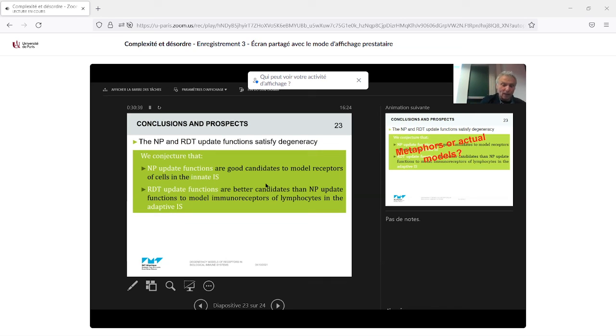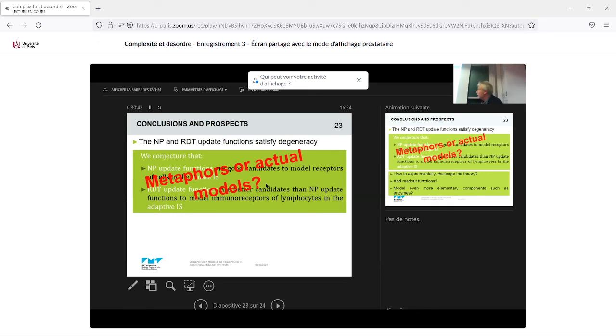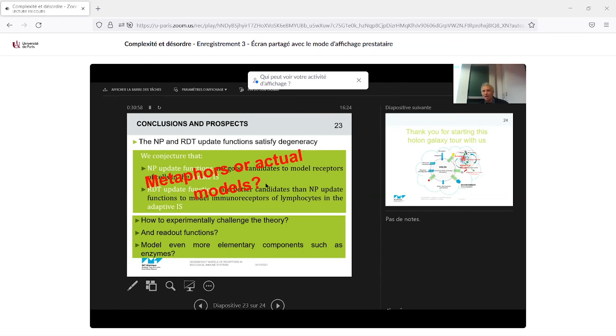But the question is, all this theory, does it provide us with mere metaphors, or actual models? And we don't have the answer yet. And that's the reason why I asked Veronique the question about the amount of work to do experiments, because one issue we have now is to experimentally challenge the theory.